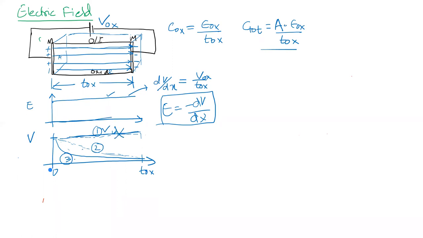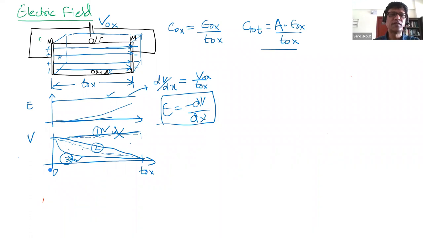Will case three work? No, because if I take the derivative of an exponential, it is an exponential. So that will also not work. So it has to be linearly decreasing, right? Obviously from an equation perspective, but you should intuitively know right away that it is not working. In one case, this voltage is zero right here, which is not working because you've shown V is equal to VDD here. It cannot be VDD here.